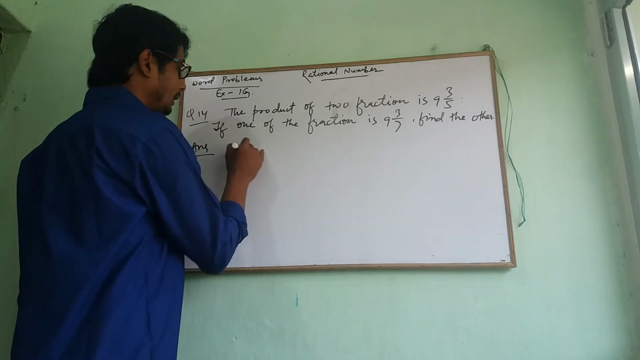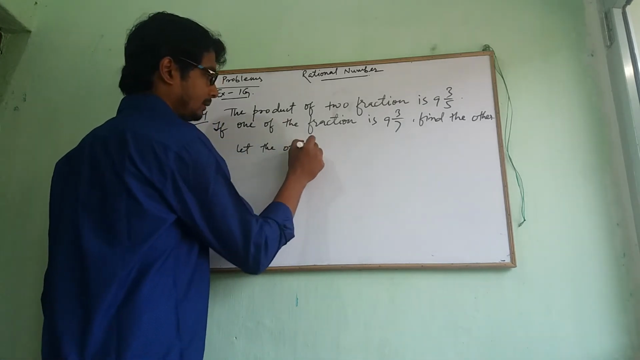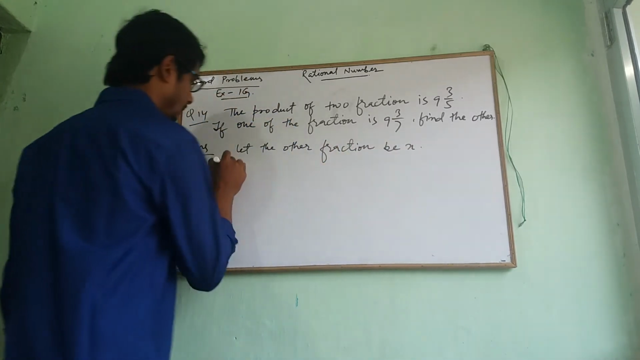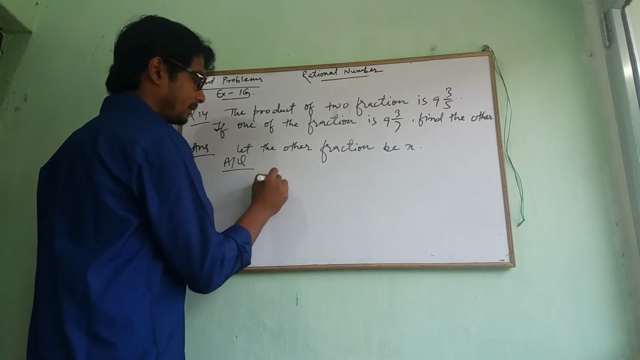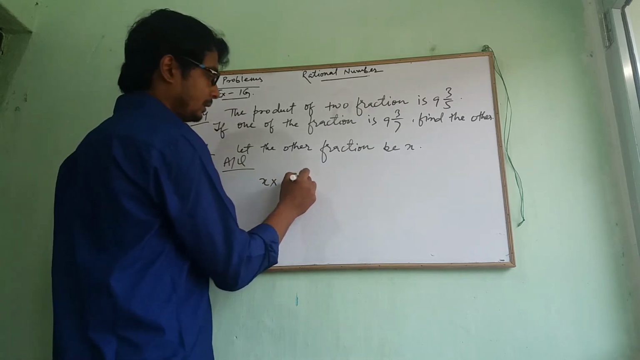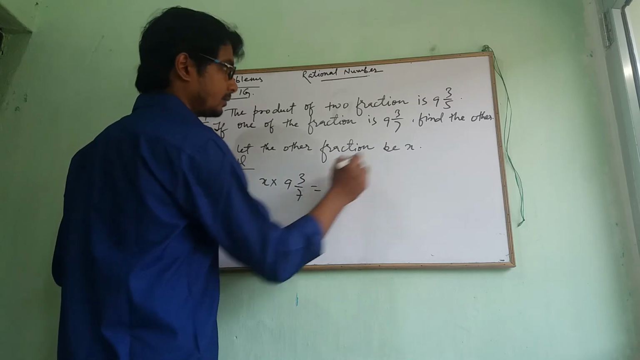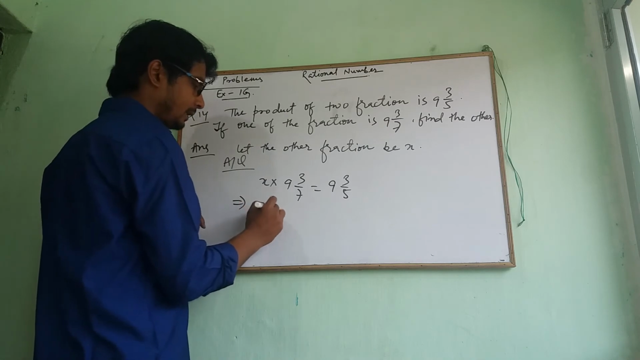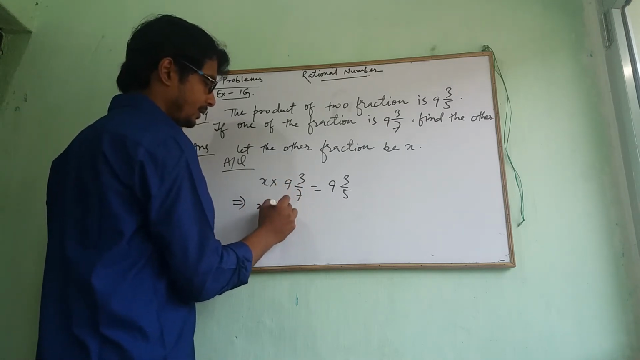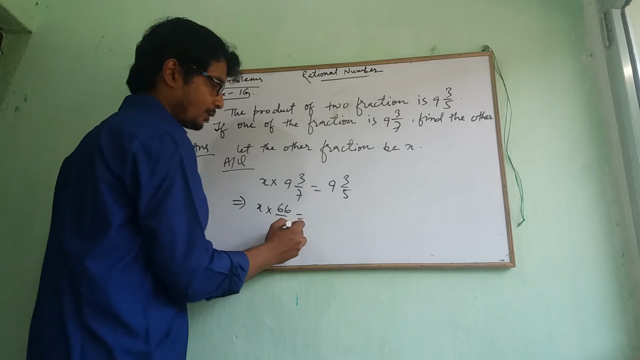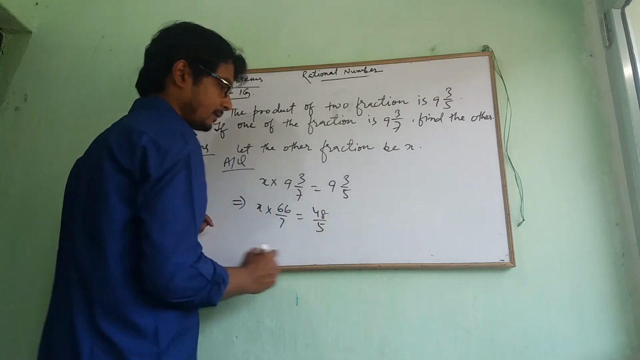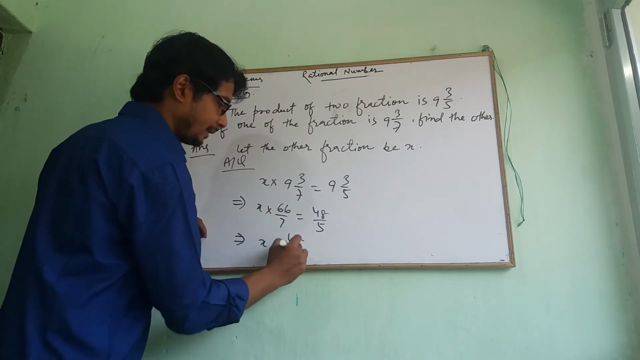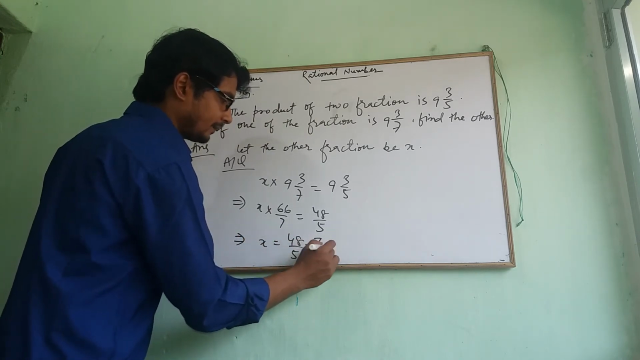So I have already given. So let the other fraction be x. Now according to the question, x multiplied by 9 whole 3 by 7 is equal to 9 whole 3 by 5. So x multiplied by 66 by 7 is equal to 48 by 5. So x will be equal to 48 by 5 multiplied by 7 by 66.